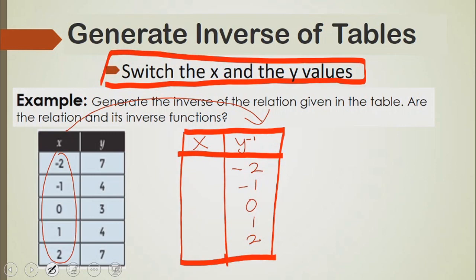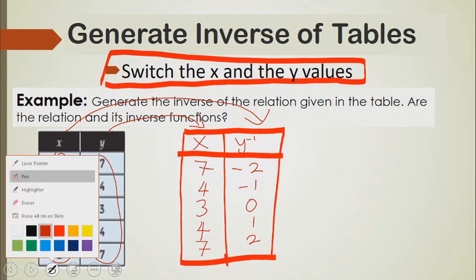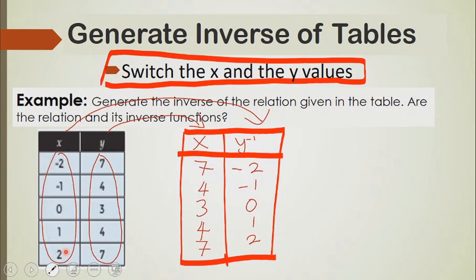Another mistake is students changing the negative to positive and positive to negative. Please do not do that. And the old y now becomes the new x. So we just write 7, 4, 3, 4, 7. And that's it. So the inverse of this table is this.